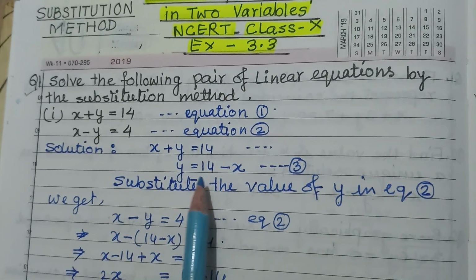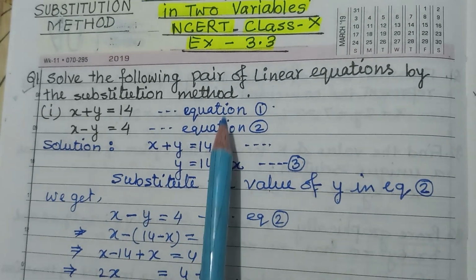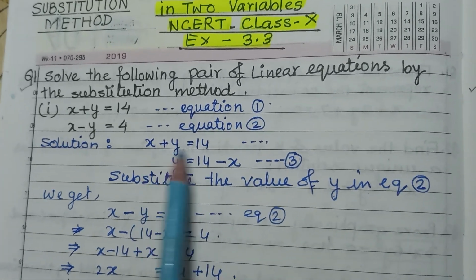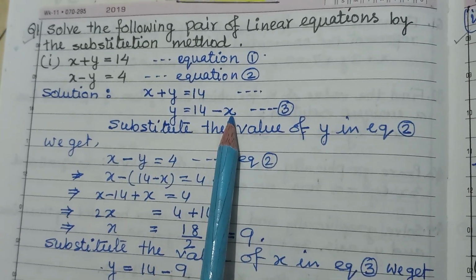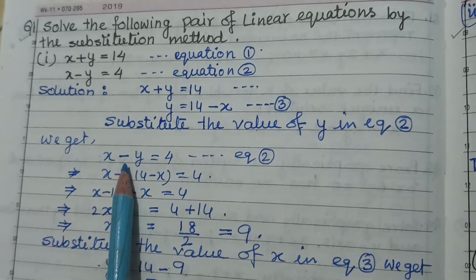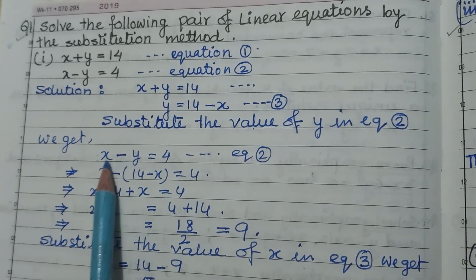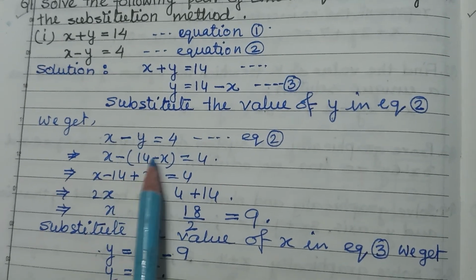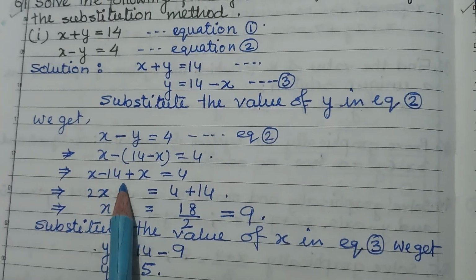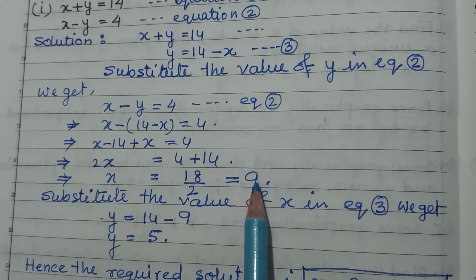Now, first equation this one and second equation this. First, from the first equation, y is equal to 14 minus x. This value we have to substitute in the second equation. Second equation: x minus y is equal to 4. So x minus (14 minus x) equal to 4. When solved, x is equal to 9.